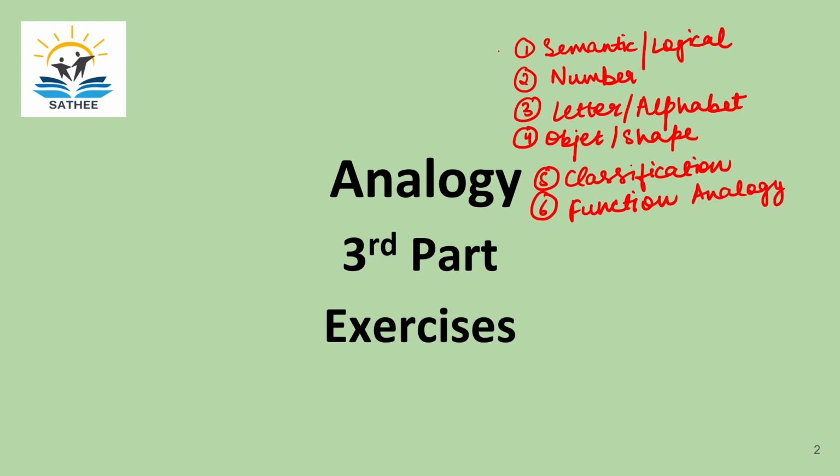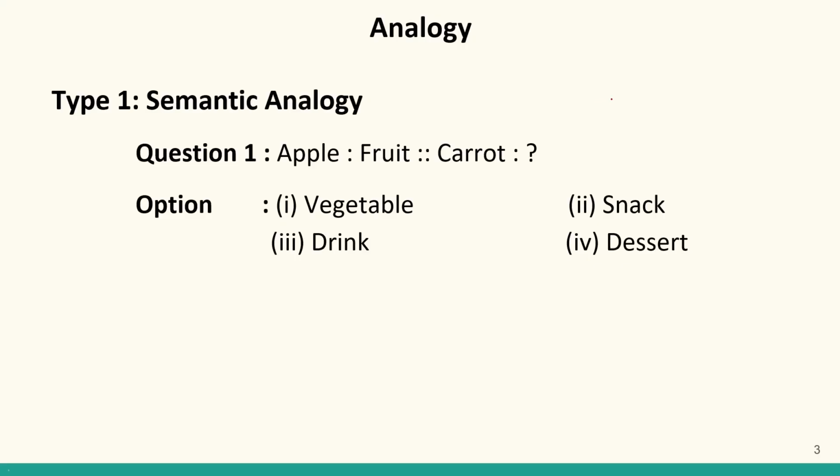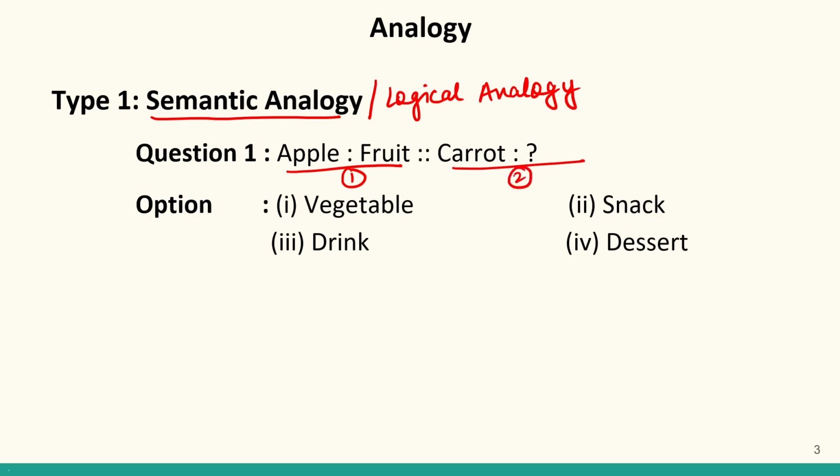In today's lecture, we will discuss these three types of questions: semantic and logical analogy, number analogy, and letter analogy. So let us start. The first type is semantic analogy, also called logical analogy. In these types of questions, we have to identify the relationship or logic used in the first pair and then use the same logic in the second pair to find the answer.